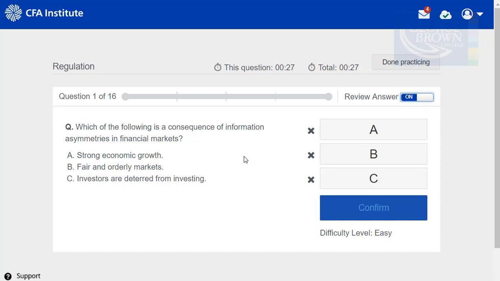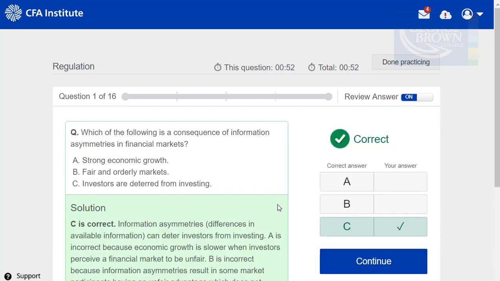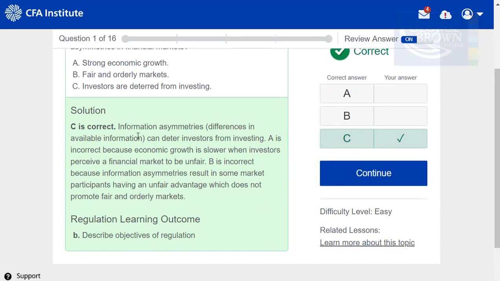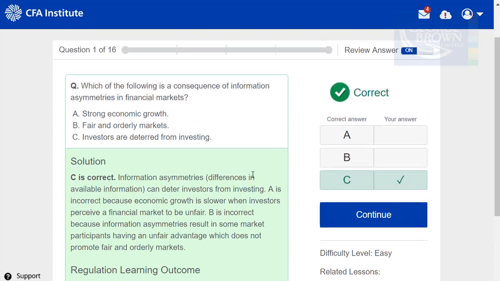which of the following is a consequence of market information asymmetries in financial markets? A, strong economic growth. B, fair and orderly markets. C, investors are deterred from investing. I'm going to try B. No, wait a minute. I'm going to try C. Asymmetrical information means that only one side of the party has the information, the other doesn't. It means that investors may be deterred from investing. So it says here, differences in available information can deter investors from investing. And it tells you why it's right.